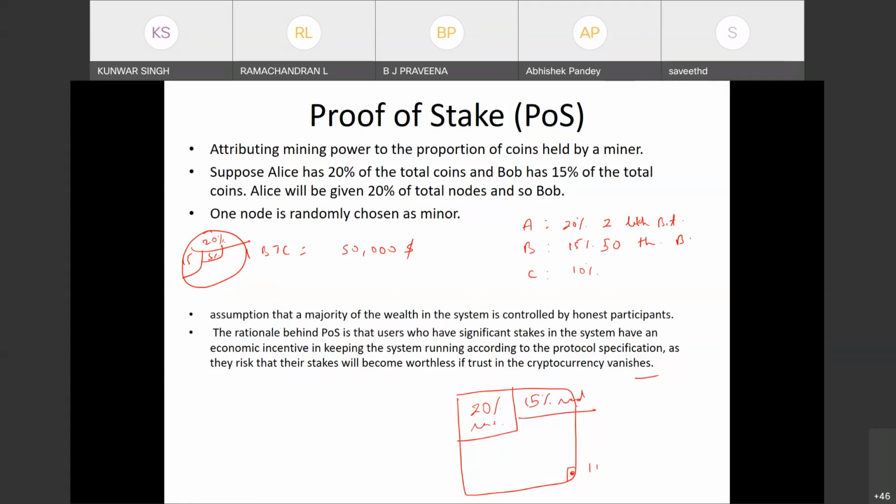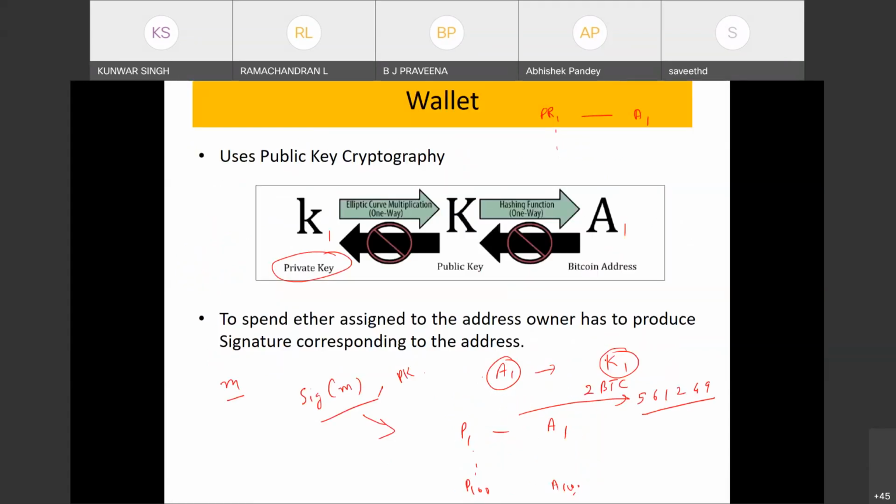So let's say there are 1 lakh random numbers. From these, they randomly choose one, and whoever owns that number will be the miner. So if you have 20%, you have a 20% chance to be the miner. Thank you. Any questions?